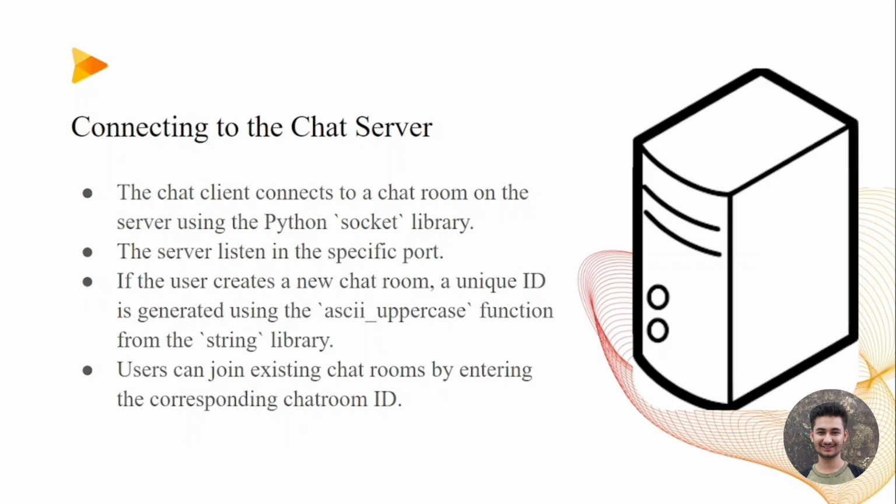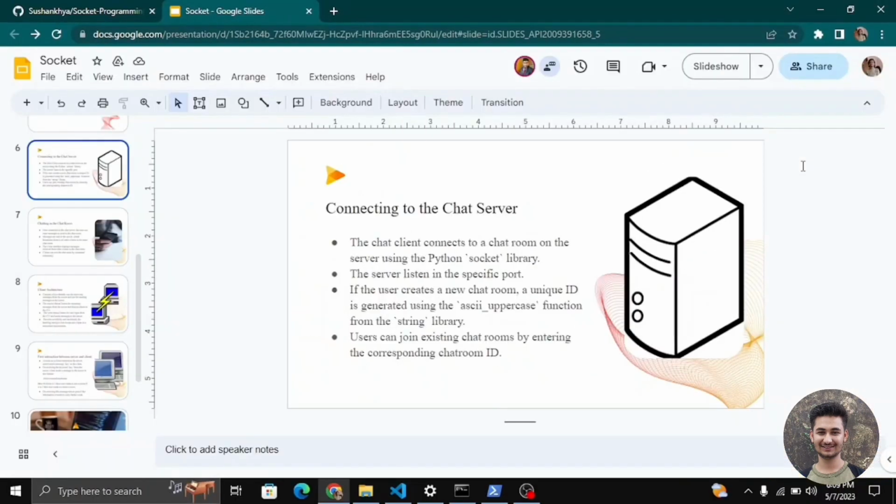Once connected to the chat server, the user can enter a message to send to the chat room. The messages are sent to the server, which then sends the message to all the clients in the room. The message is broadcast to the particular room and it is seen by all the clients. Now let me show the code which we have used and explain it.